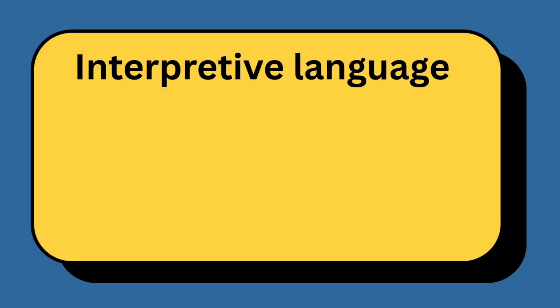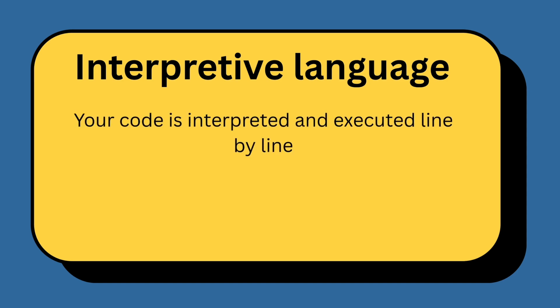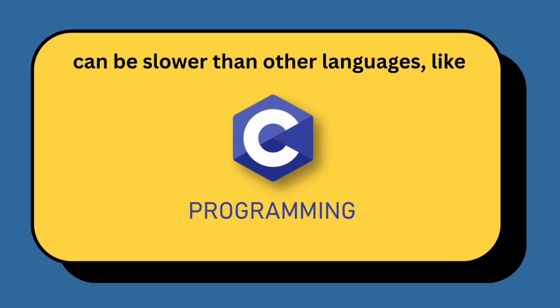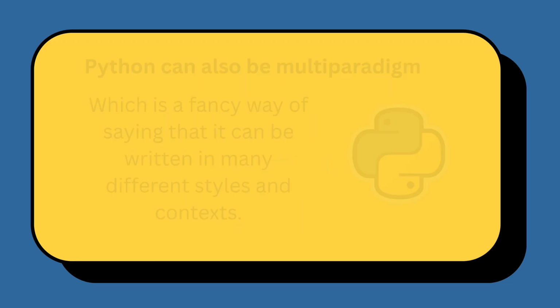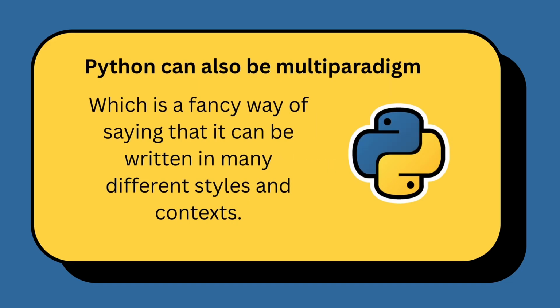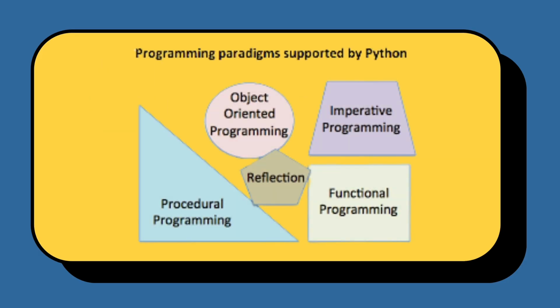So Python is an interpreted language, which means your code is read and executed line by line. This makes it slower than compiled languages like C, but much easier to write and test. It's also multi-paradigm, which is a fancy way of saying you can write Python code in many styles. For example, procedural, which is like giving step-by-step instructions, or functional, which is like stacking math functions together. And there is object-oriented, where you bundle code inside objects.